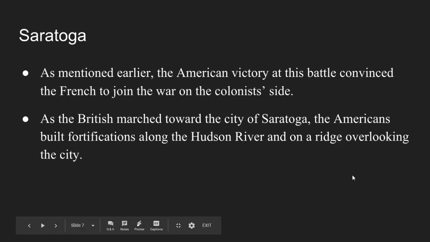The next battle we're going to look at is the Battle of Saratoga, which is in New York. The American victory at this battle is the one that convinced the French to join the war on the colonist side. And to me, this is probably the most important battle of the war because of that fact, because it convinces France to actually come help us.